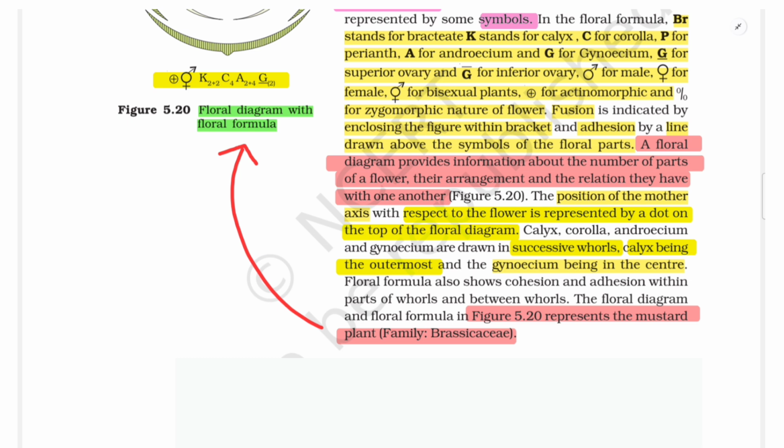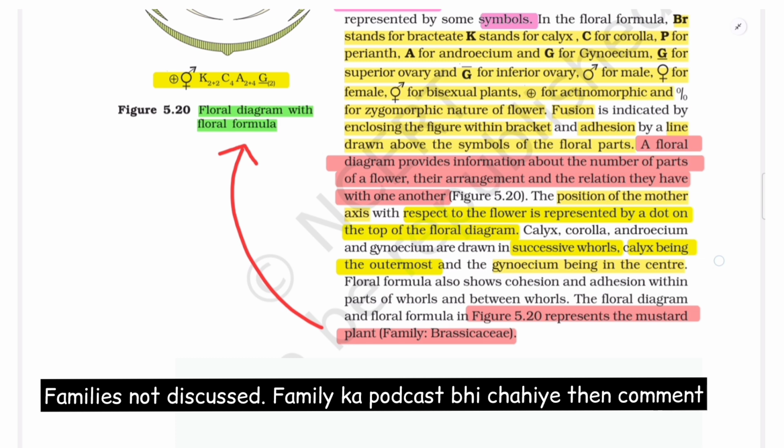A floral diagram provides information about the number of parts of a flower, their arrangement, and the relation they have with one another. Figure 5.20. The position of the mother axis with respect to the flower is represented by a dot on the top of the floral diagram. Calyx, corolla, androecium, and gynoecium are drawn in successive whorls, calyx being the outermost and the gynoecium being in the center. Floral formula also shows cohesion and adhesion within parts of a whorl and between whorls.